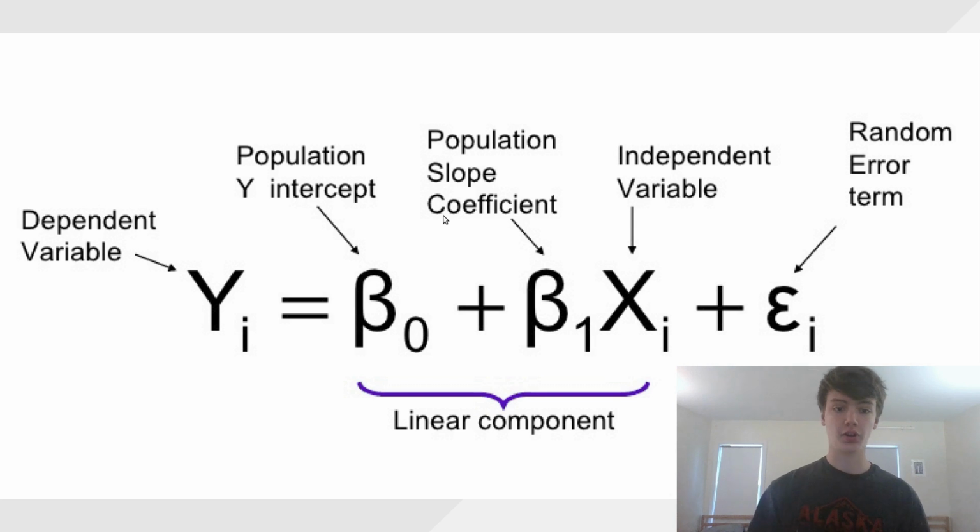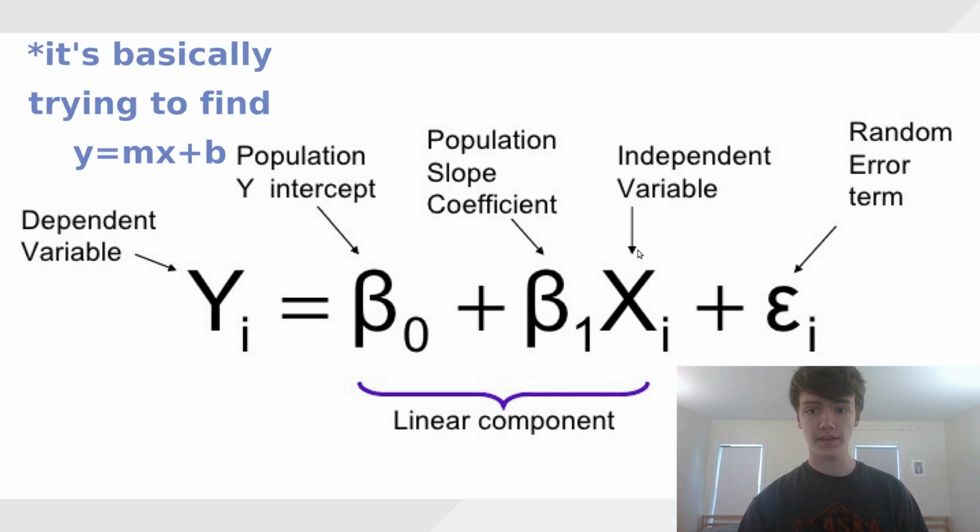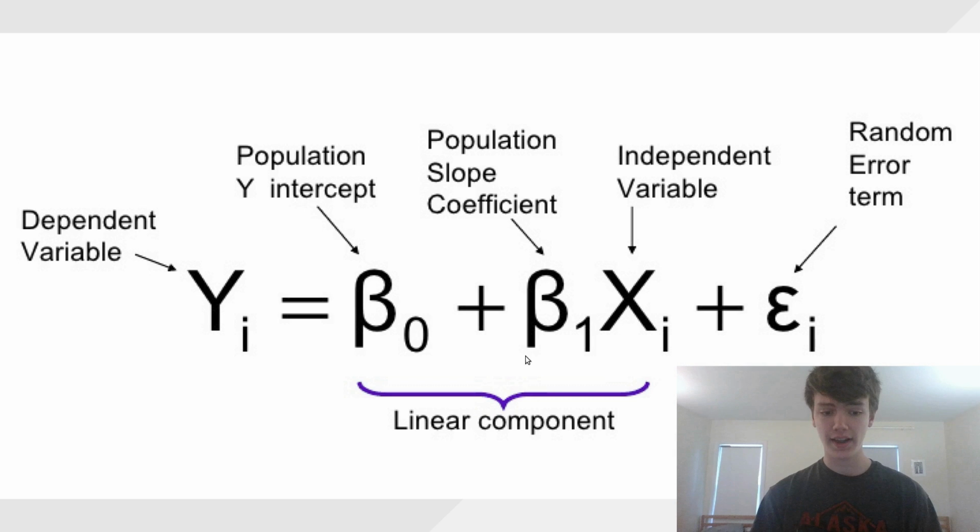So the math behind this equation is actually quite simple. It does look a little bit intimidating, but all you're really trying to get here is to optimize for the population y-intercept, the population slope coefficient, and then the independent variable with the error. And you're trying to minimize the error as much as possible so that it makes the line of best fit.